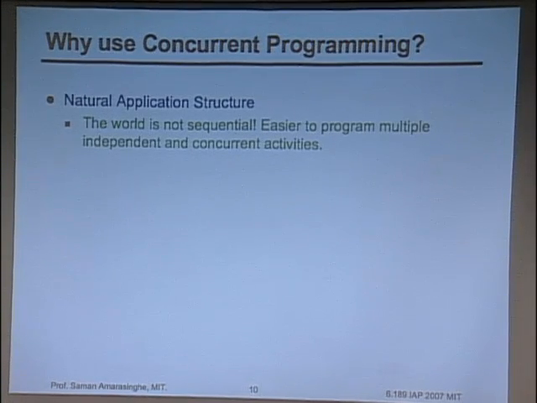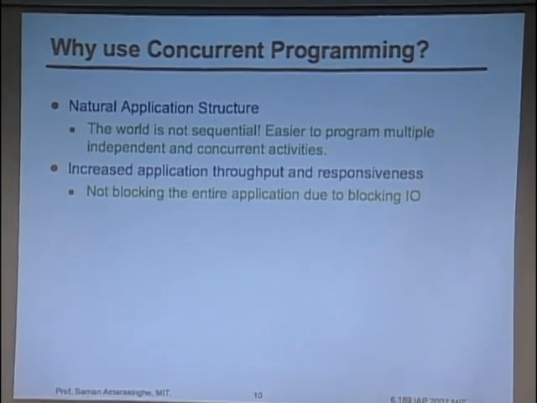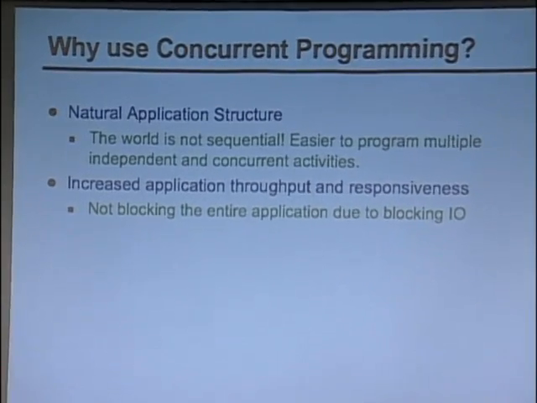A little bit of digression. Why do you want concurrent programming? A lot of times, the natural application structure is not sequential. The world is not sequential, and trying to sequentialize the world sometimes makes it much more complicated. Sometimes it's natural to do things in parallel. A lot of times, the sequentiality is an artifact of the programming language. And sometimes doing things in parallel can really improve throughput and responsiveness.